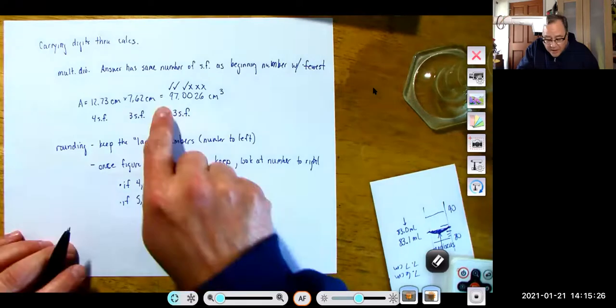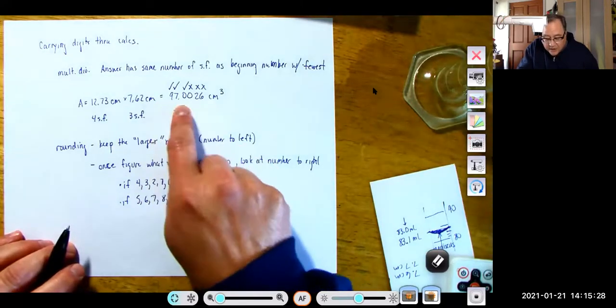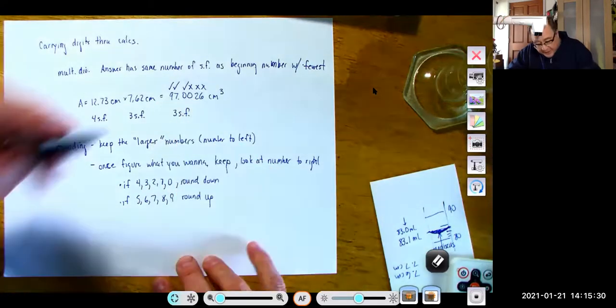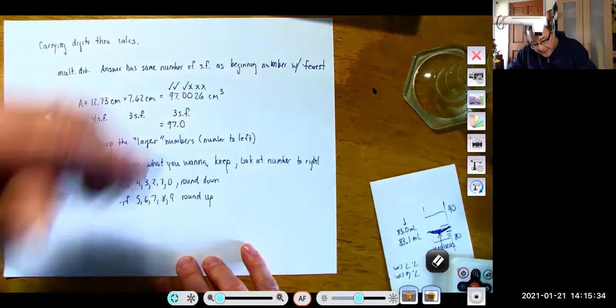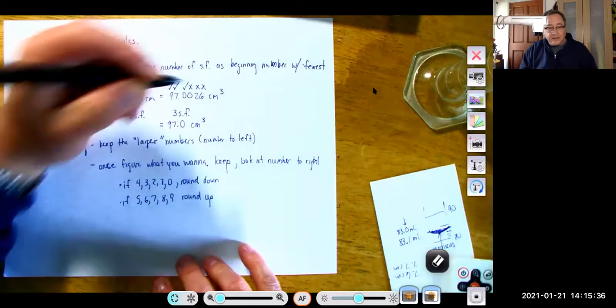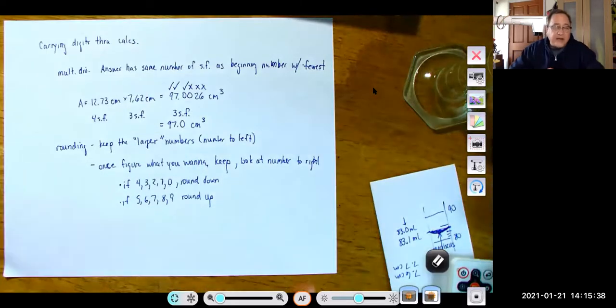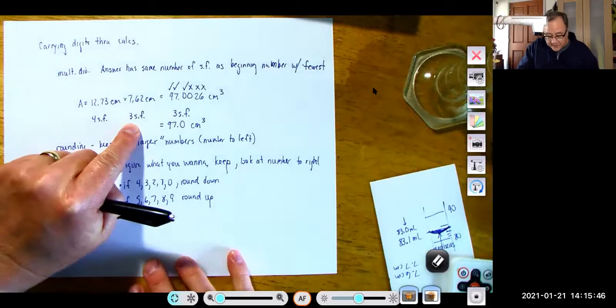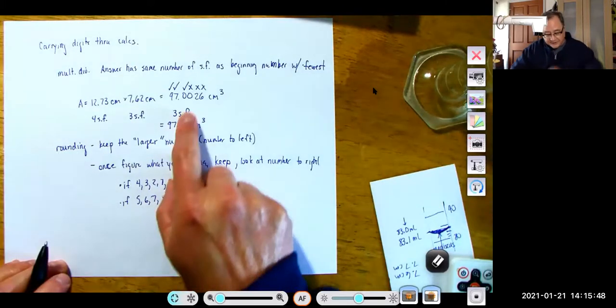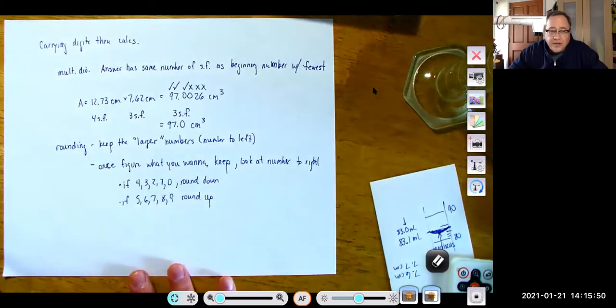So how do we round this number down? We take off these last 3 digits and we get a number that's a little bit smaller than what our calculator has. But this is the correct number to report, 97.0 centimeters cubed. 3 significant figures because of the 3 here. The 0 stays a 0 because that's a 0. Are you guys okay with rounding?